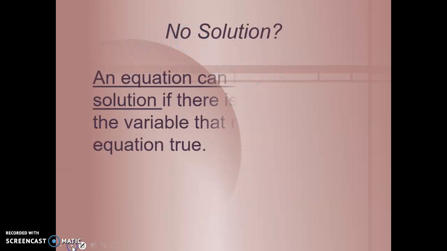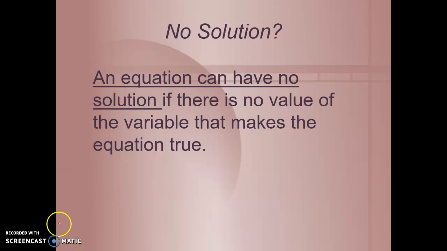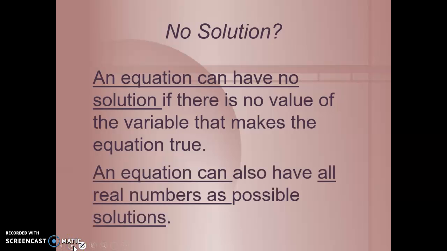What if you try to solve some equations and there's no solution? It is possible for an equation to have no solution. If there's no value of the variable that makes the equation true, then there is no solution. An equation can also have all real numbers as possible solutions. You don't always have one solution.